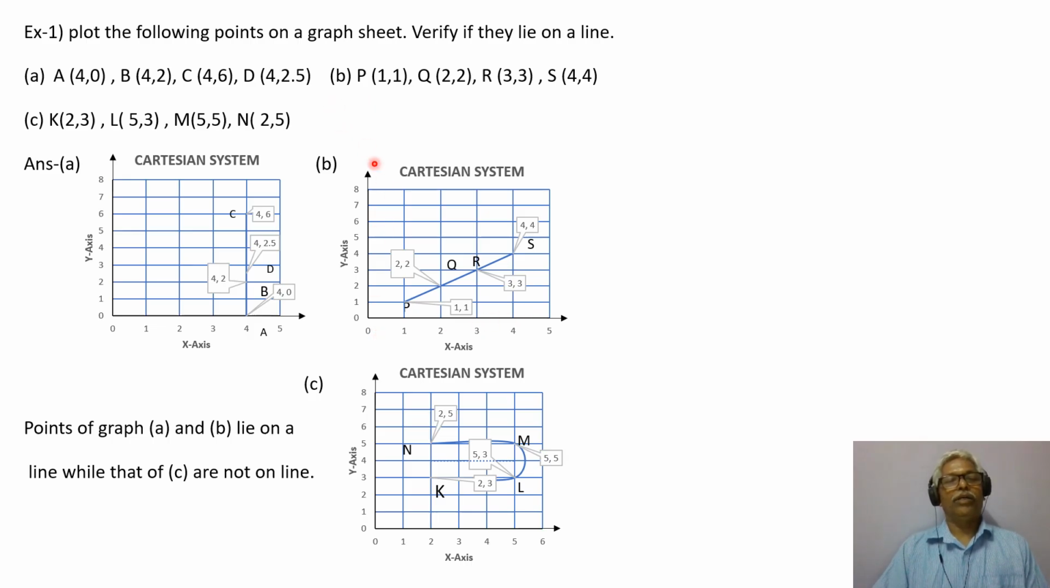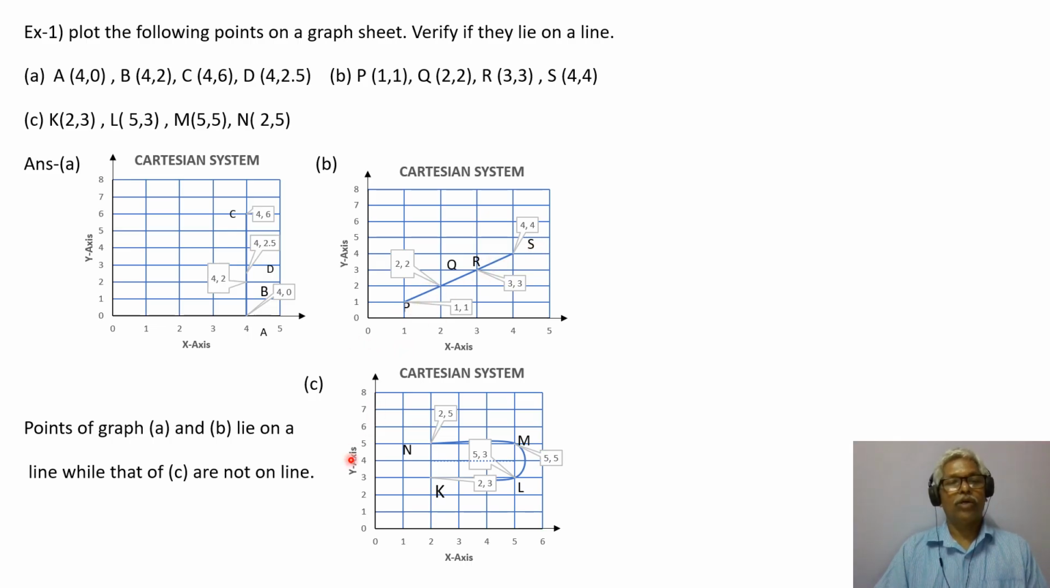Now second one, B. Again, you can use your rules for drawing Cartesian system. Okay. Now P (1, 1). This is P, 1 and 1. Q (2, 2). Q is this, this is 2. Okay. R (3, 3), 3 and 3. Okay, and S (4, 4), 4 and 4, and if you join them they lie on a single line.